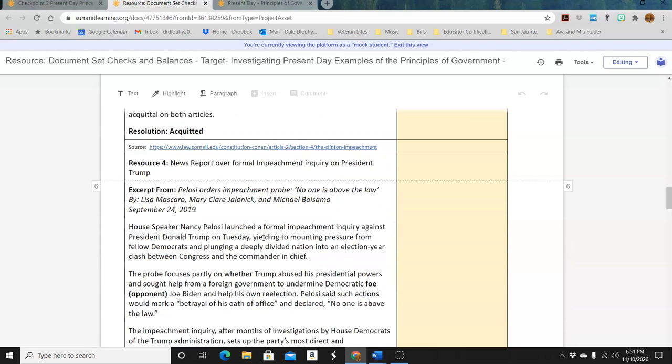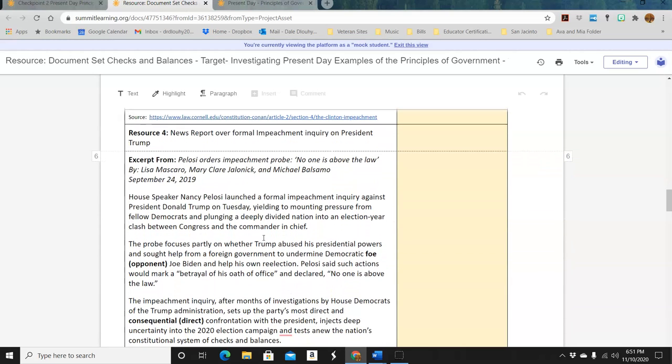Let's move on down to Resource 4, where Trump was impeached a year ago. Pretty much a year ago. So you can say here, the probe focused partly on whether Trump abused his presidential powers and sought help from a foreign government to undermine Democratic foe Joe Biden and help his own re-election. Pelosi said such actions would make a betrayal of his oath of office and declare no one's above the law.